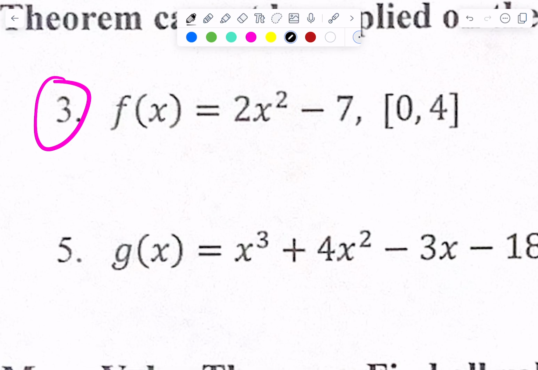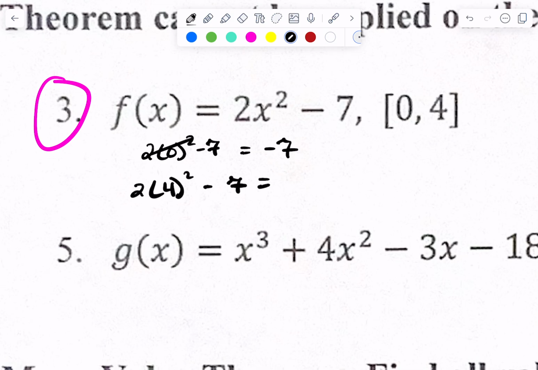Plug in. If we plug in 0, 2 times 0 squared minus 7 is 0 minus 7, which is negative 7. For 4, 2 times 4 squared minus 7 equals 16 times 2 is 32 minus 7, which is 25. Negative 7 does not equal 25.